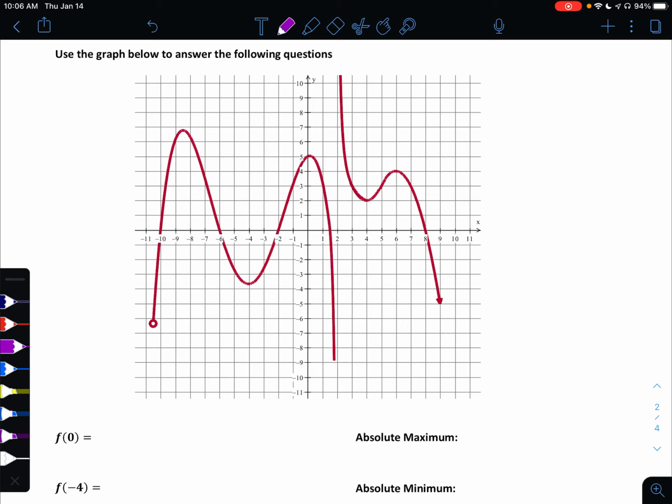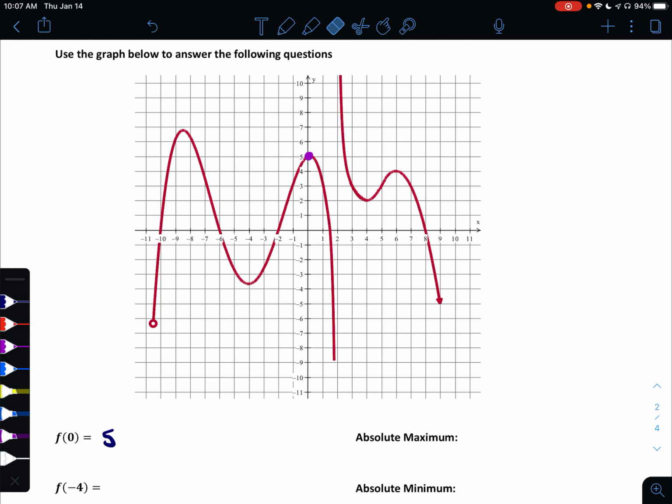So remember, this is our function notation, f of 0. All right, and so all we want to do is look on our graph for where x is equal to 0 and find the corresponding y value. So if we look up there, when x is equal to 0, go up to our graph up here, and it looks to me like our y value is 5. So f of 0 would equal 5.